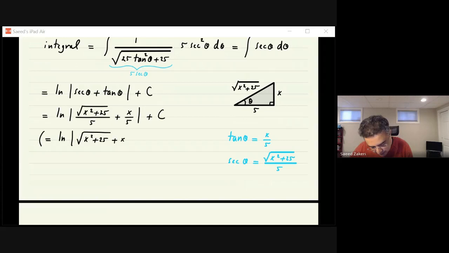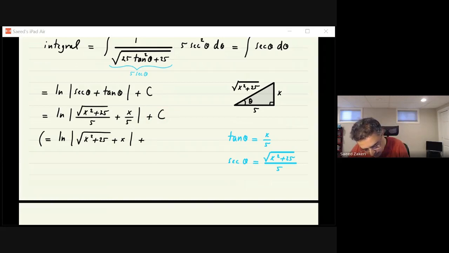Plus x. You see, if I take common denominator here, it's going to be this plus x, the whole thing divided by 5. And then ln of something divided by 5 is ln of that thing minus ln of 5. Minus ln of 5 is just a constant. I can absorb that into this constant.